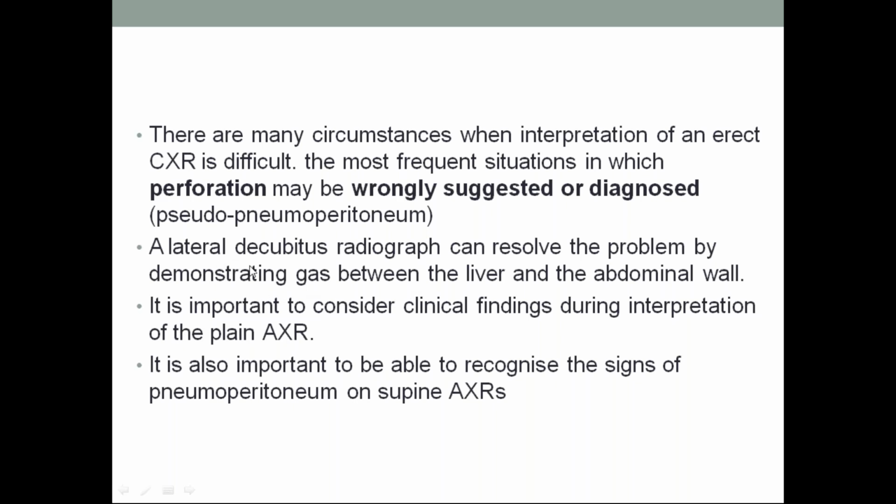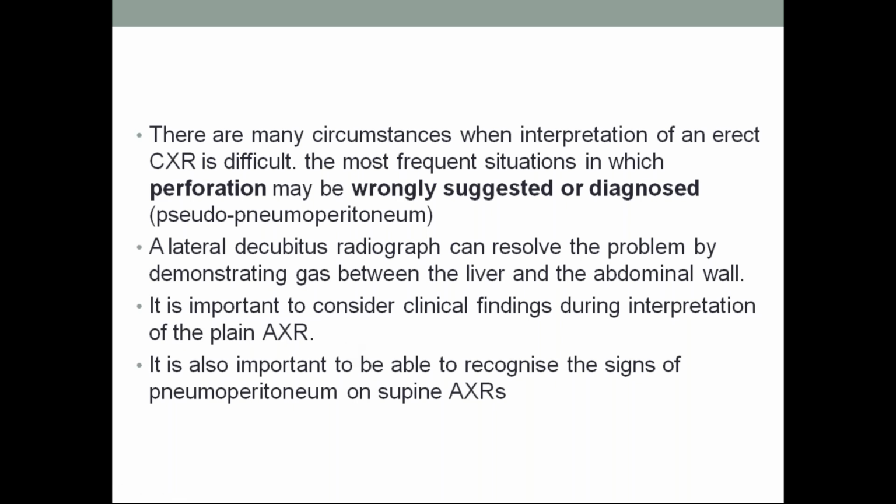You have to take a lateral decubitus radiograph, which will resolve the problem by demonstrating gas between the liver and abdominal wall. It is important to consider clinical findings during interpretation of the abdomen radiograph. If we see any air under the diaphragm and the patient is not having any symptoms, in that condition we have to cross check with the patient how the patient's condition is, what the physician is suspecting, and what the abdominal radiograph findings are. We have to interpret both.